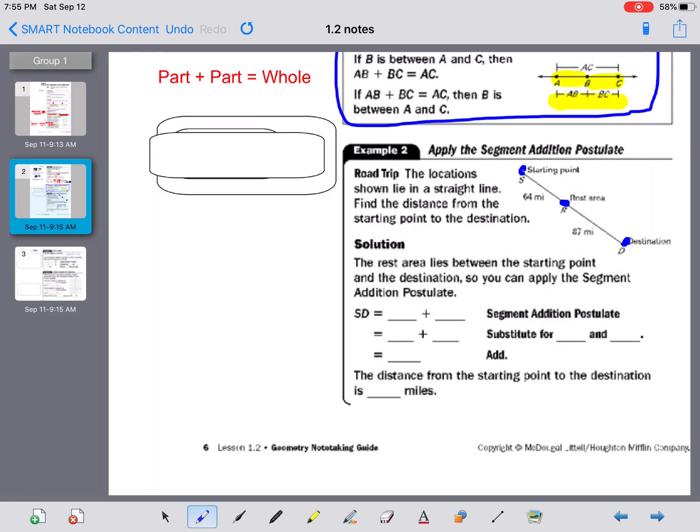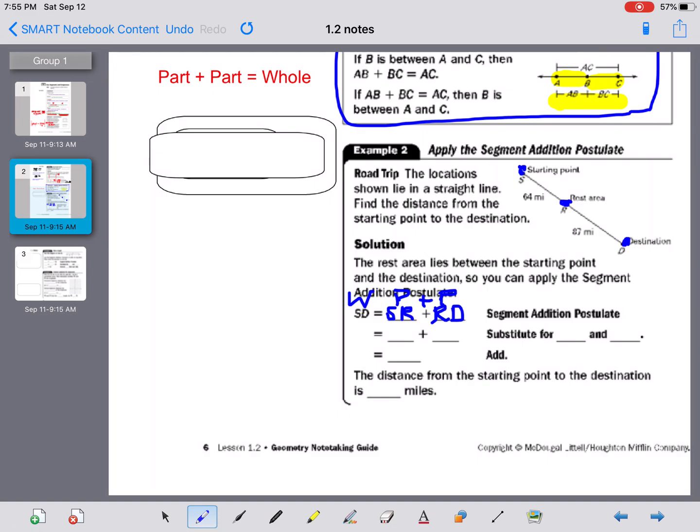So we're going to do a little part plus part equals whole. The first part is we leave our starting point and go to our rest area, so we're going to call that SR. And then when we leave our rest area, we go to our destination, and we'll call that segment RD. So we have a part plus part equals our whole. Now, quick notice, you'll see in what we wrote there that nothing has a bar above it, and because it doesn't have a bar above it, that means I can replace it with a number.